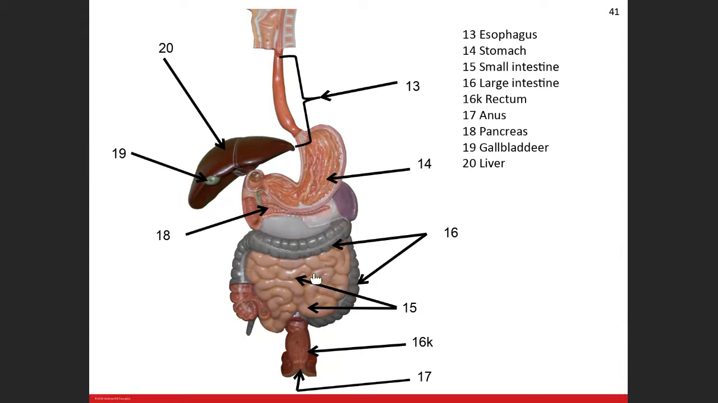And you can see more of the small intestine. Over here in this region, we'll get down to the specifics, but this is going to be the jejunum and then the ileum. And then down here, you'll have the rectum, and then finally the anus there.